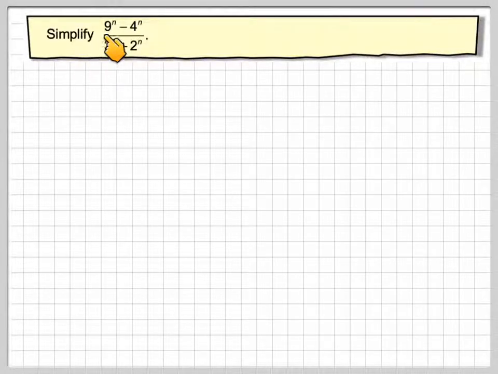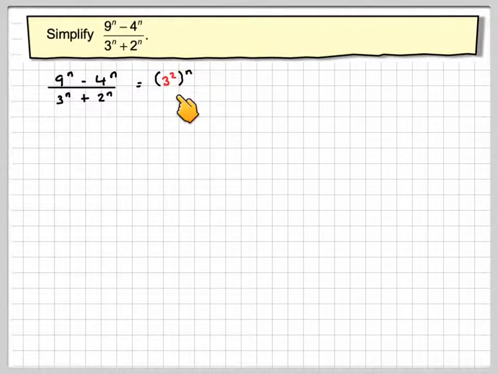Simplify (9^n − 4^n) / (3^n + 2^n). So writing down the expression, now 9 is 3 squared, so that will relate to that one there. So write down 3 squared, and then 4 is 2 squared, so we'll write 4 as 2 squared. So we've got minus (2 squared) to the power of n over the same denominator, 3^n + 2^n.